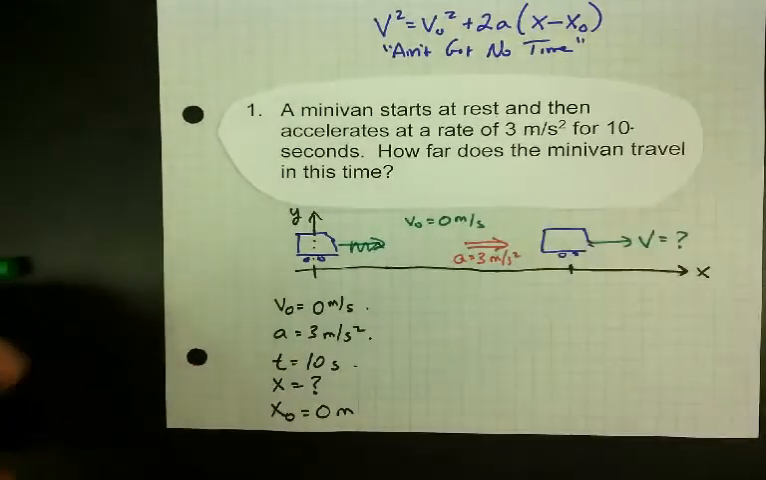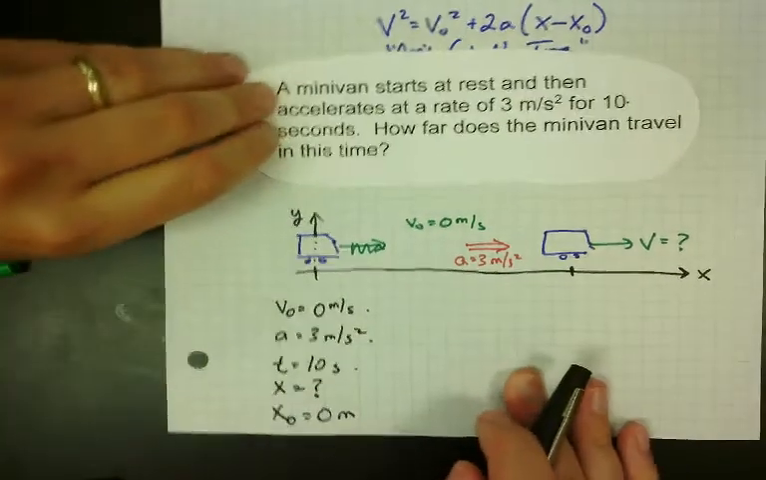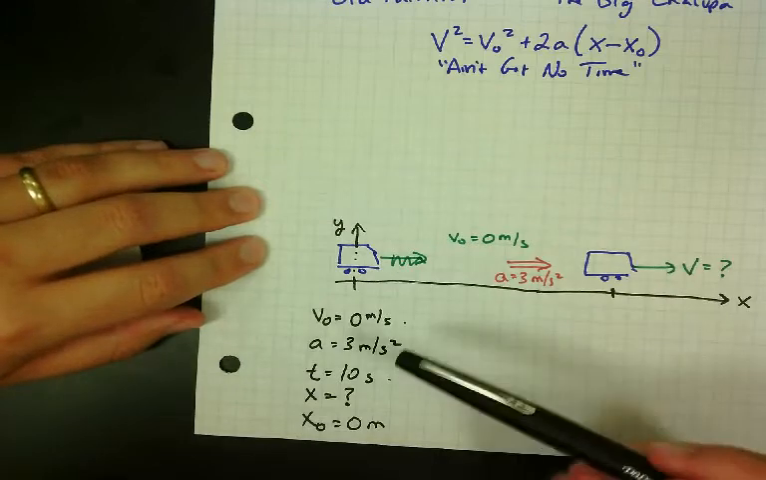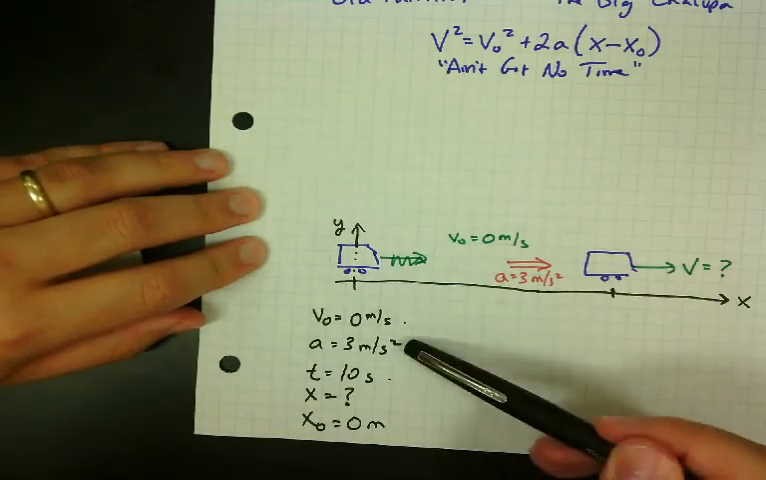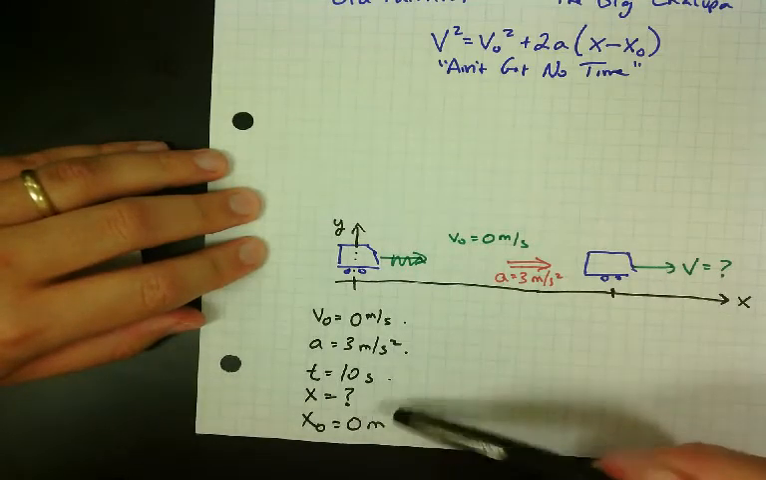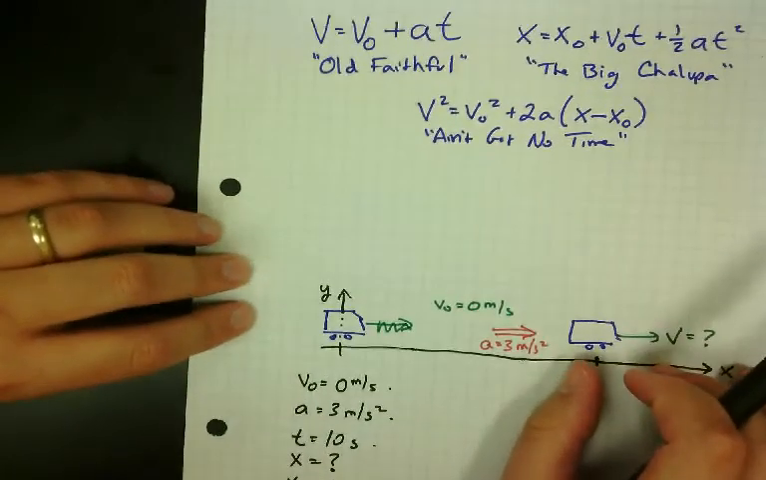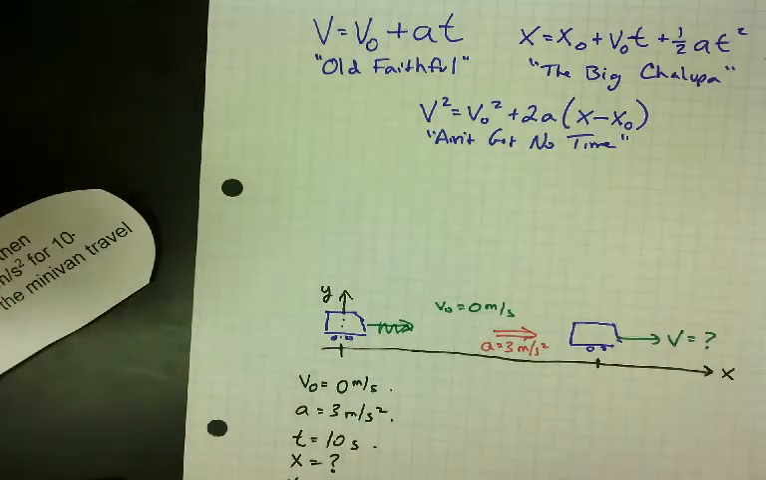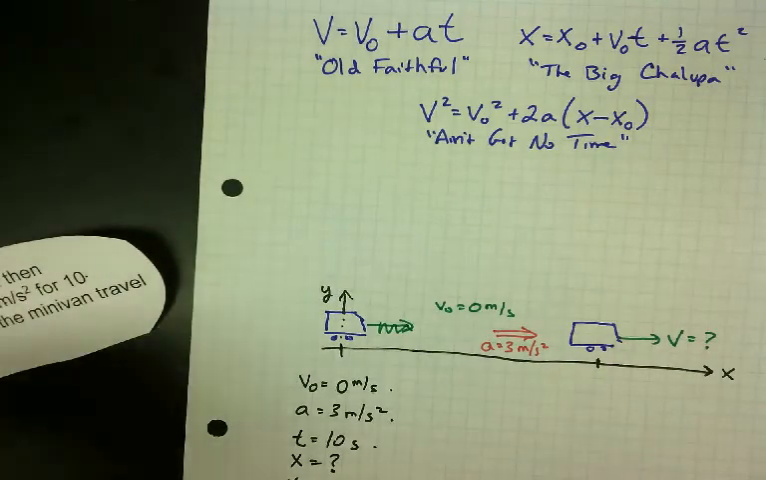Okay. Now, I've got these 3 new equations. The nice thing about having done these knowns and unknowns is I know I'm looking for an equation that has a v naught, an a, a t, an x, and an x naught in it. And which equation has all those variables in it? You should see that it's big chalupa. So I'm going to go ahead and write down big chalupa.